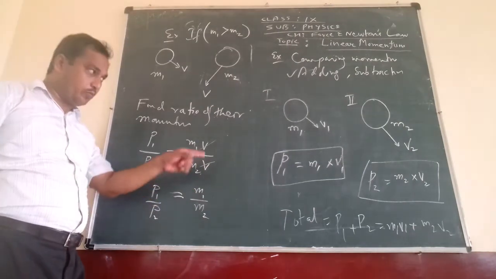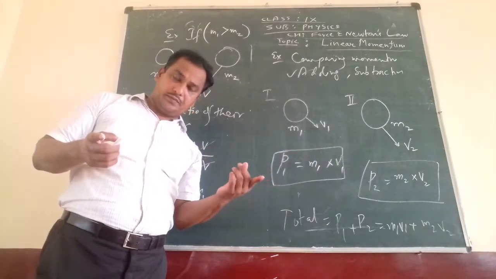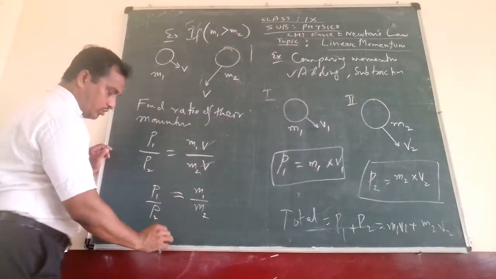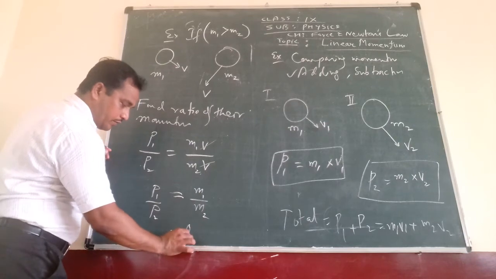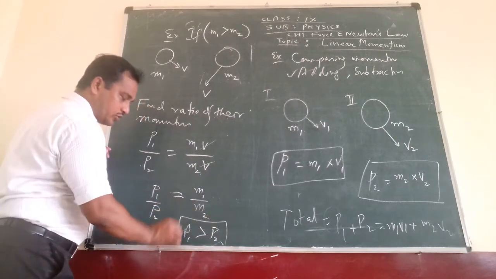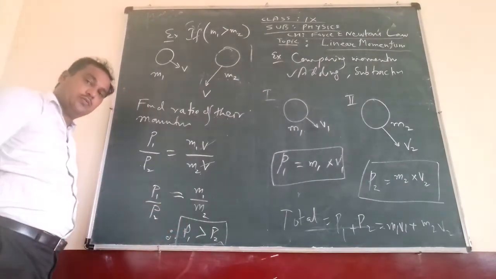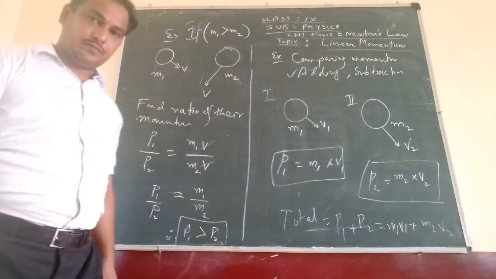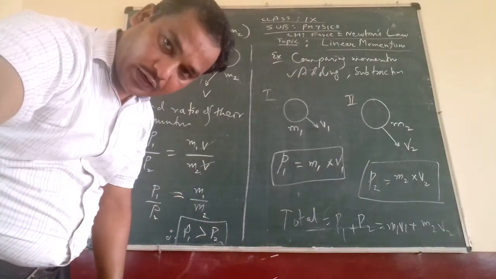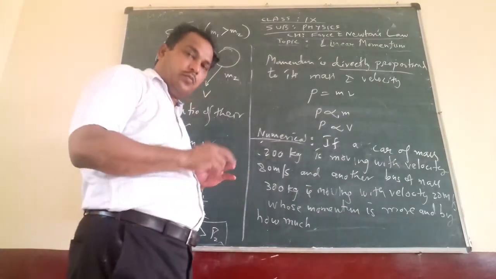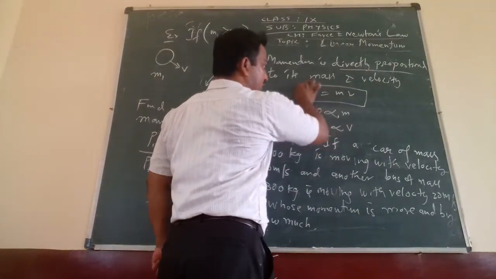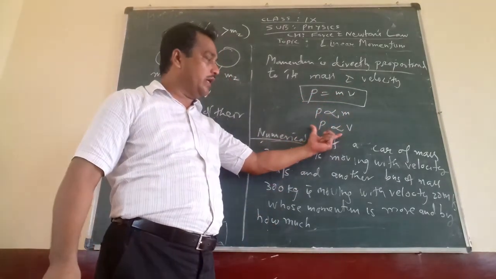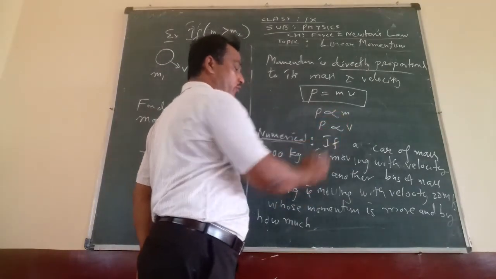So momentum is directly proportional to the mass of an object. The more the mass of an object, the more is the momentum. So as m1 is greater than m2, therefore p1 is greater than p2. The momentum of the first object is greater than the momentum of the second object, because momentum is directly proportional to the mass of an object. So you write in your copy all these things, whatever you have understood. Momentum is given by the formula mv. Momentum is equal to mass into velocity. So here momentum is directly proportional to its mass, and velocity we write like this. This is the symbol of proportionality.